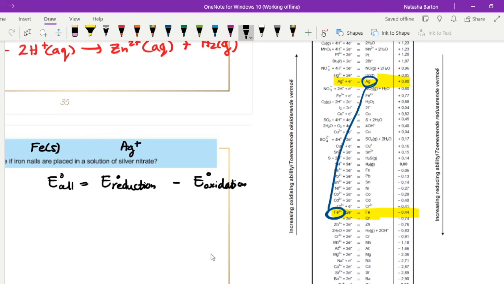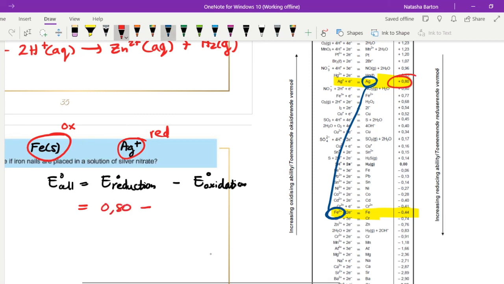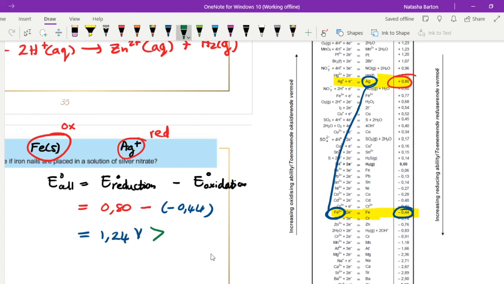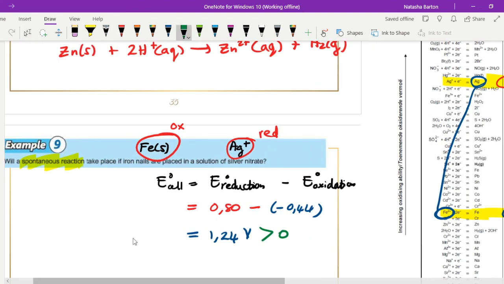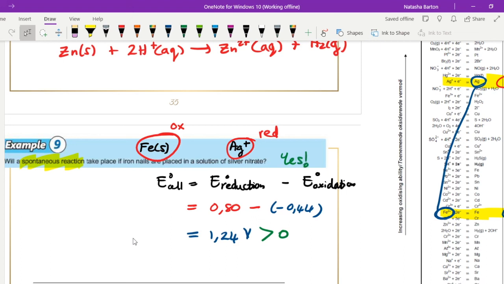Okay. So from this, I know that this substance is going to form ions, so therefore it is oxidized. This is going to be reduced. So we take the substance in which reduction takes place, that's that, 0,80. We subtract the substance where oxidation is going to take place, it's that one. And in this case, if I work it out in my head, we get 1,24 volts. And since this is bigger than 0, it's a positive value, we know that this reaction is going to be spontaneous. The answer is yes, it will be spontaneous.